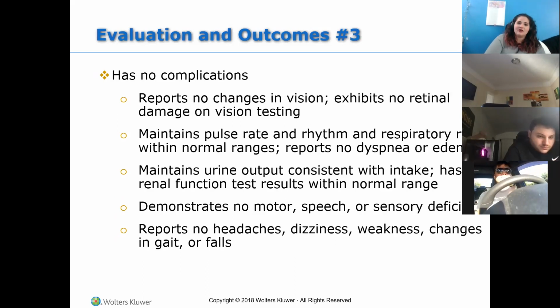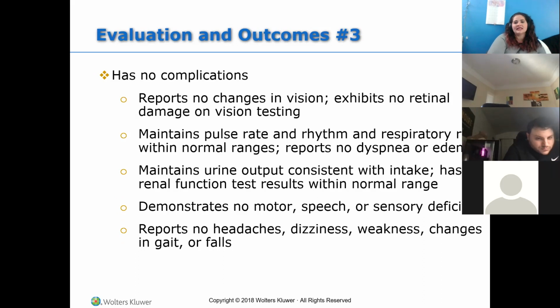Evaluations and outcomes: has no complications, reports no changes in vision, exhibits no retinal damage on vision testing, maintains pulse rate and rhythm and respiratory rate within normal ranges, reports no dyspnea or edema, maintains urine output consistent with intake, has renal function test results within normal range, demonstrates no motor, speech, or sensory deficiencies, and reports no headaches, dizziness, weakness, changes in gait, or falls.